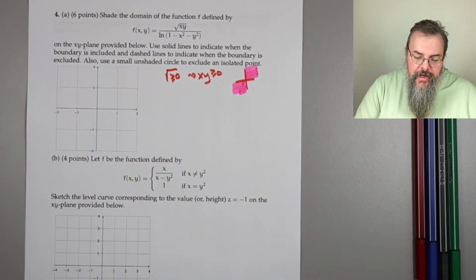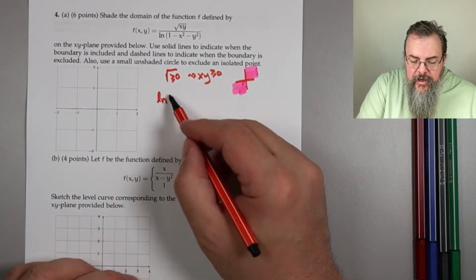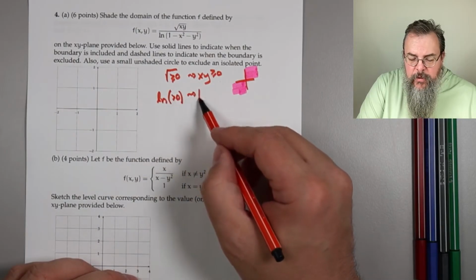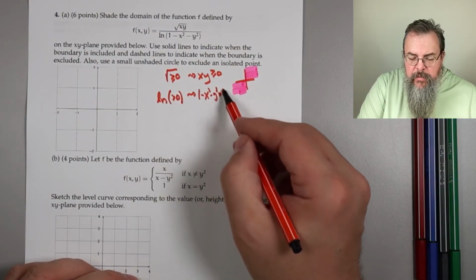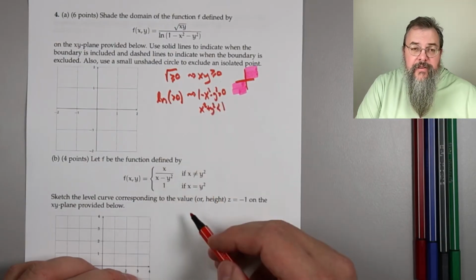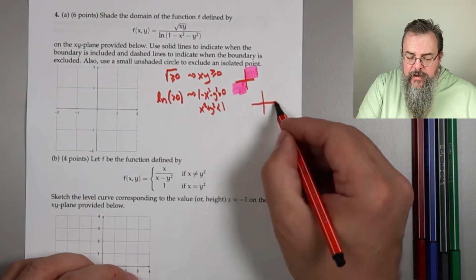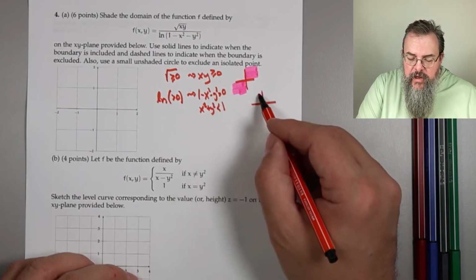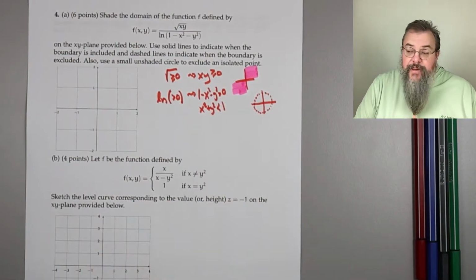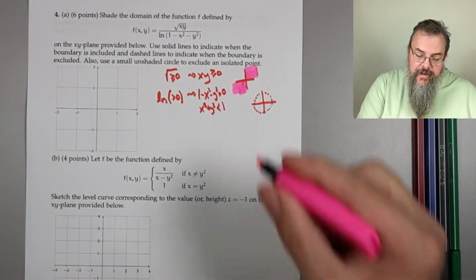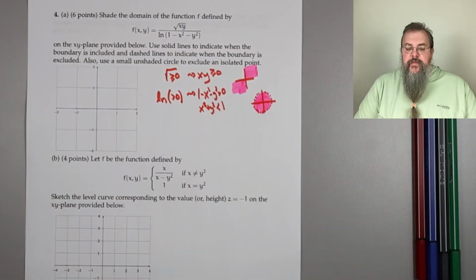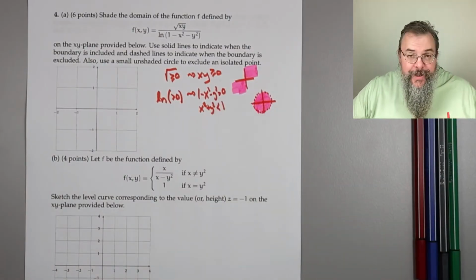Okay, we see a log. We know that the log has to be something which is positive. Well, that tells us we need 1 minus x squared minus y squared to be positive, or x squared plus y squared has to be less than 1. Now, that would be a circle of radius 1. It's a strict inequality, so it's a dotted circle. And we're less than 1, so we are on the inside. All right, so inside. Okay, good.